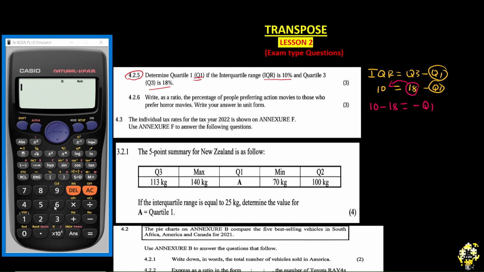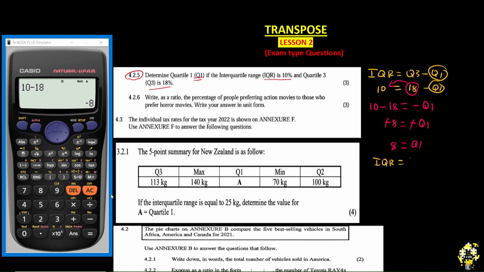Let's go to our calculator. When we say 10 and you subtract an 18 from it, what do you get? You get a negative 8. So the answer here is negative 8, which equals negative Q1. Like we did in the first formula, if both sides are negative, you can simply cancel out the negative. It simply means that Q1 is equal to 8. And like I told you, you don't just skip when you are done. What do you do? You prove.